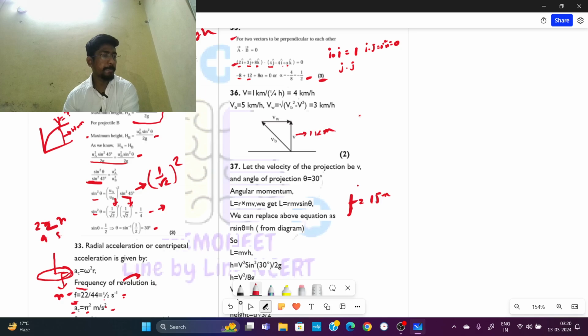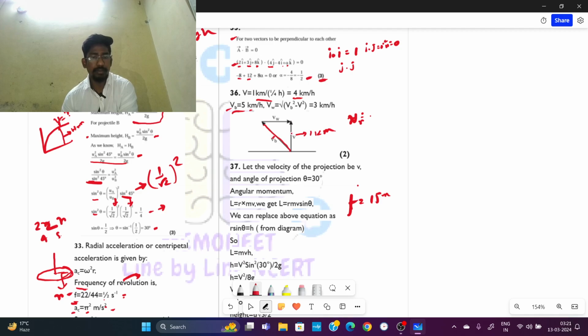So you have to calculate the velocity of the river. From the question you can say that the time is 15 minutes, that is 1 by 4 hour. If you calculate by the formula, the velocity v will be equal to 4 kilometer per hour, and vb, the velocity of the boat, is 5 kilometer per hour. This is the velocity of the river water.